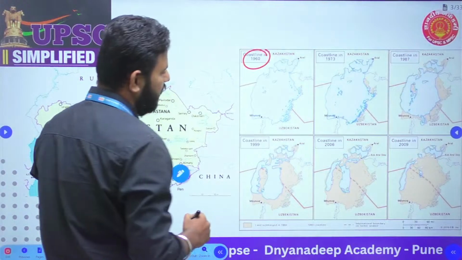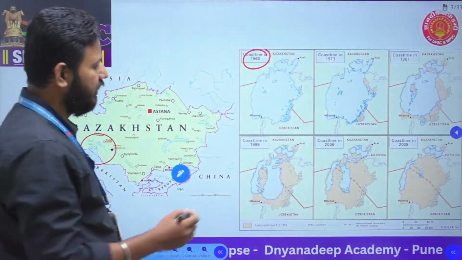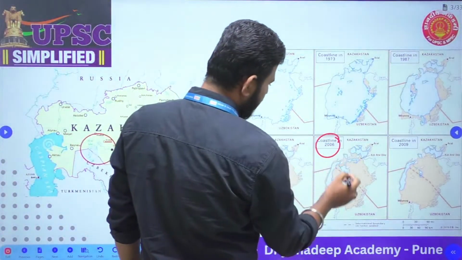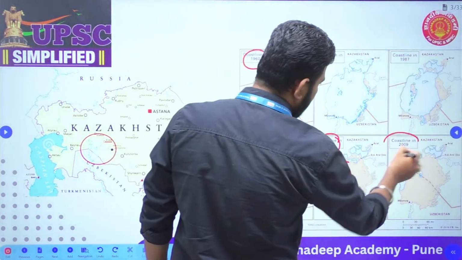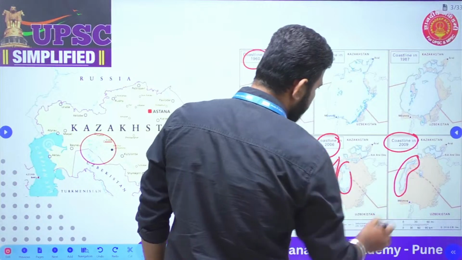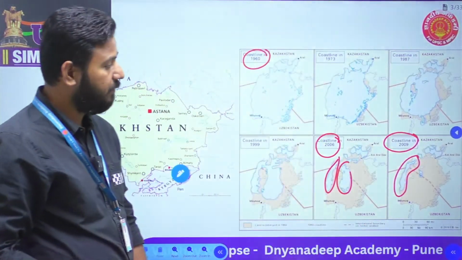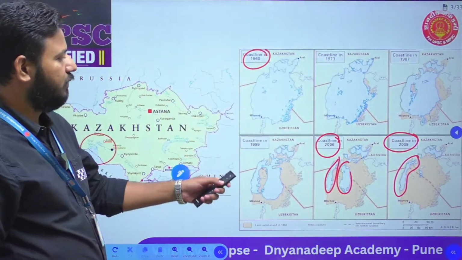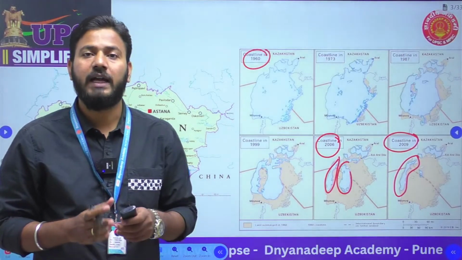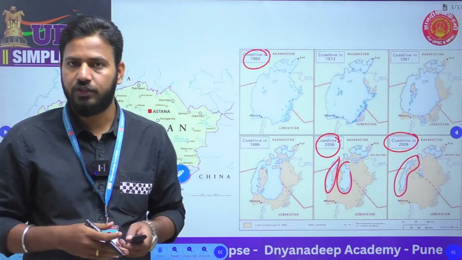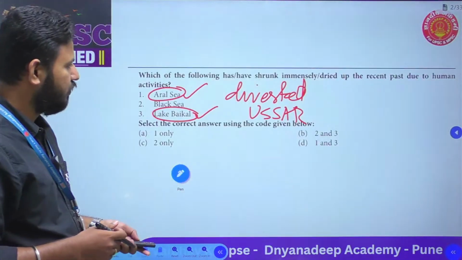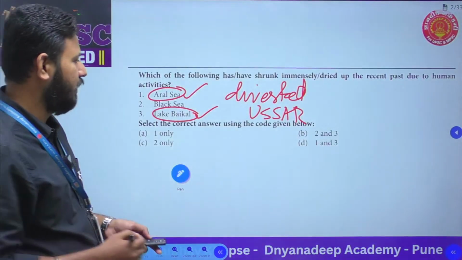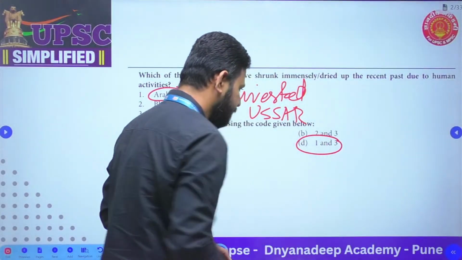This is from 1960. These satellite images are from 1960. You see in the recent years, by 2016, this has dried up and only some portion of the lake has water. In 2019, it has almost dried up completely. This is because of the diversion of rivers that used to drain into it for irrigation or agricultural purposes. So the answer here would be 1 and 3, that is D.